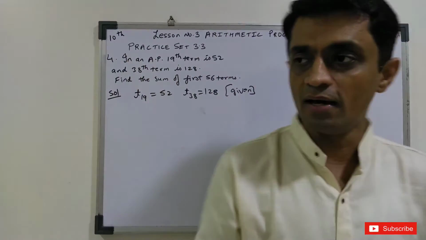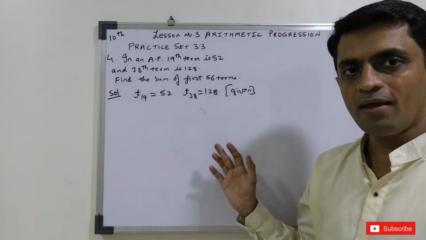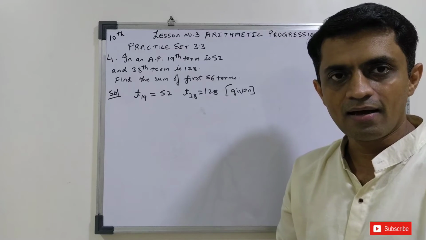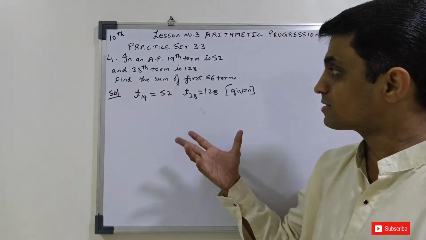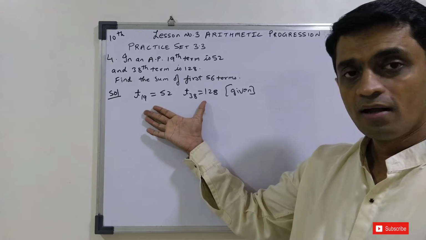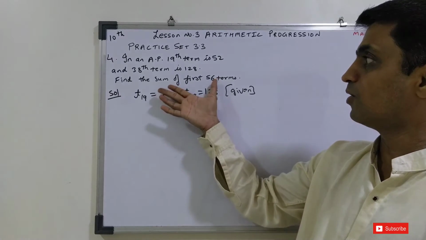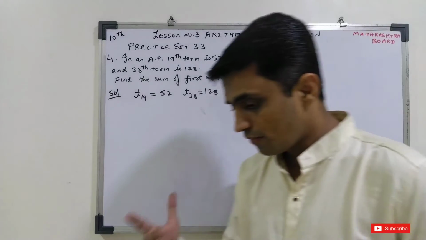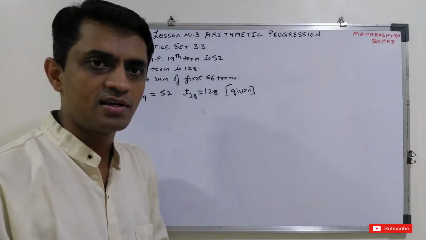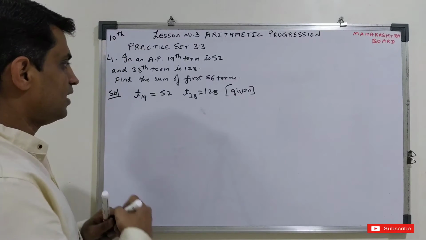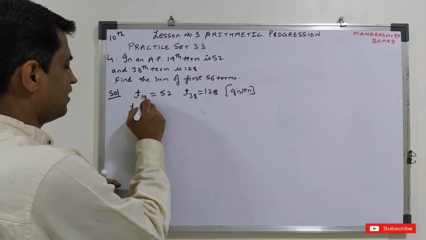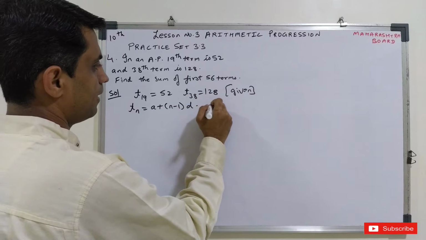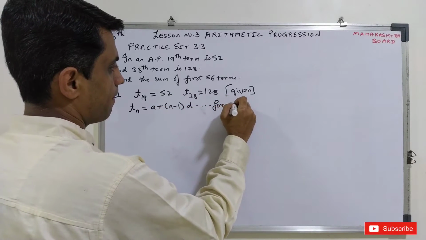Now students, if they had given an AP directly, you would have got the answer. D would come, A would come, n they would have given us. But this is something different they have given us. They have given us a term and they are asking you to find the sum of 56 terms. So we are going to go towards a linear equation type. How? We will use this formula that we very well know. Tn is equal to a plus n minus 1 into d.